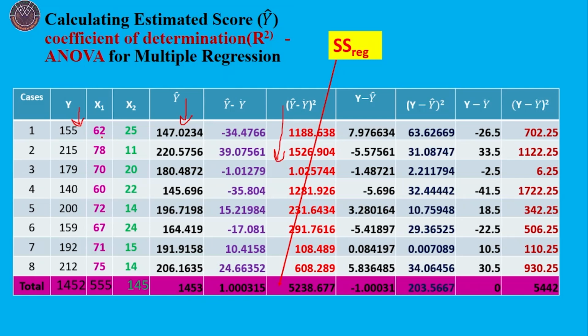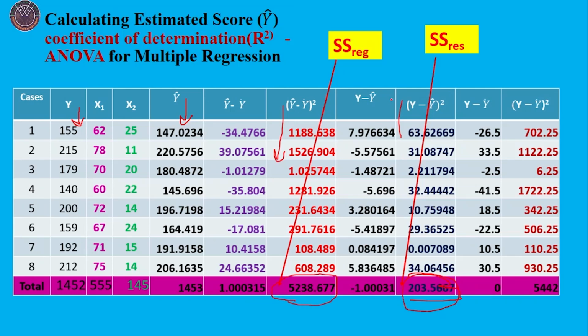So after subtracting each value of y with its y cap value, we have got this value. These are the residual values for each observation. And this particular column gives you the residual sum of square. If you add the values in this column, you get 203.5667, this is the residual sum of square value. This is the regression sum of square value.